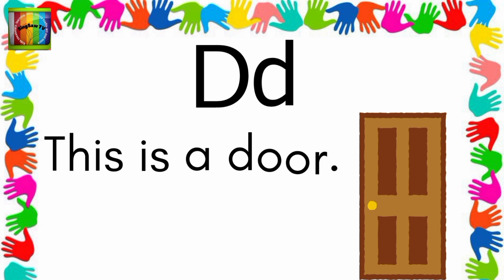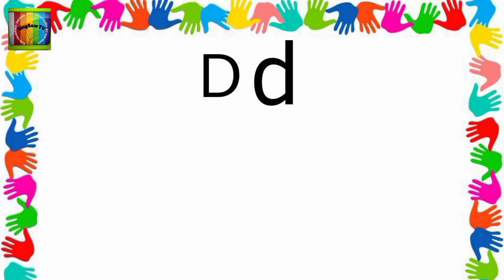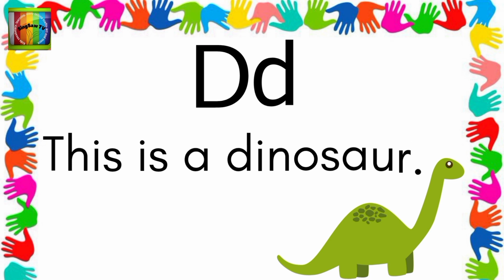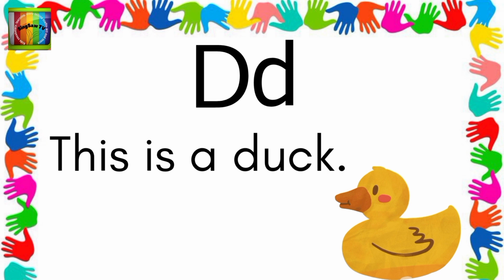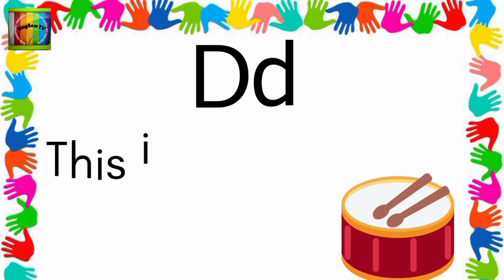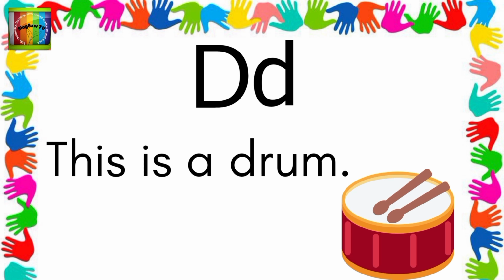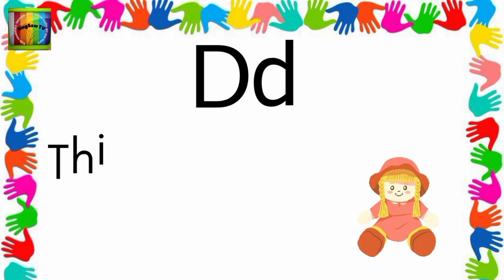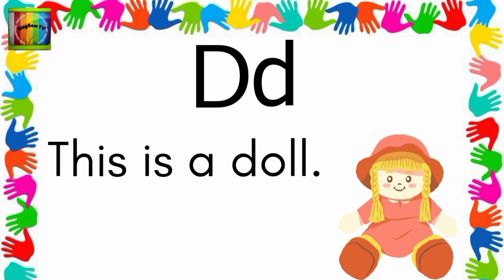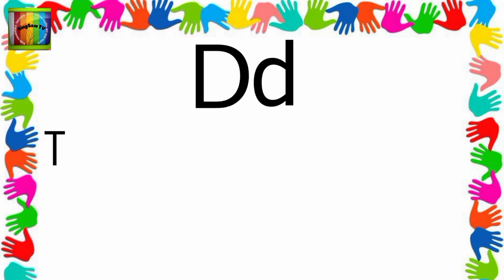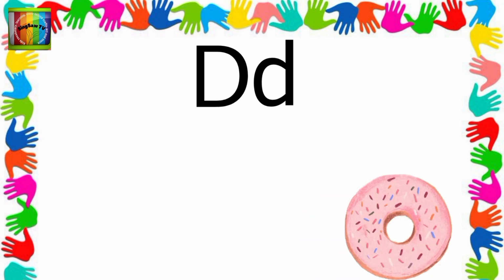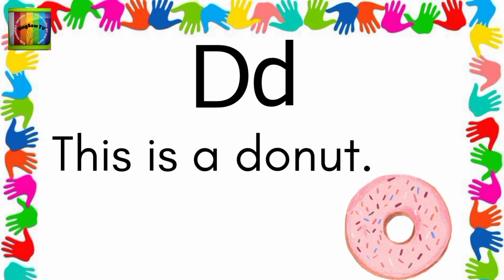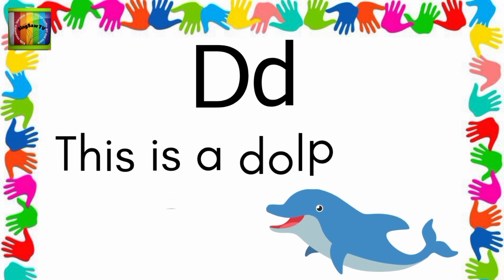This is a door. This is a dinosaur. This is a duck. This is a drum. This is a doll. This is a dog. This is a donut. This is a dolphin.